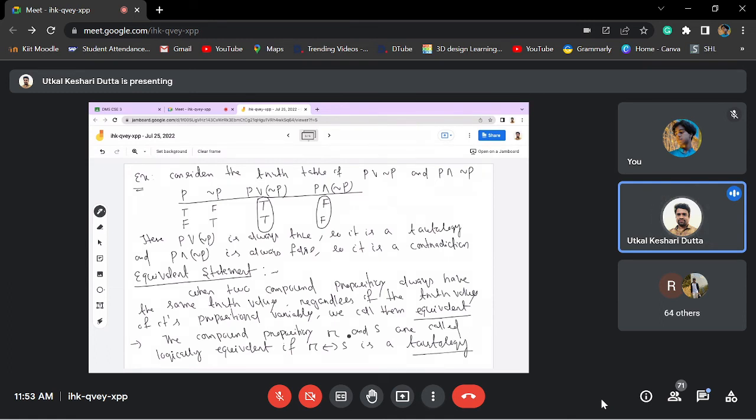Why is it a tautology? R is a compound proposition, and S is also a compound proposition. If they are logically equivalent, both R and S have the same truth values. We know that a biconditional is true when both sides have the same truth values. The two columns of R and S are identical, so the biconditional will be true for all cases, so it must be a tautology.